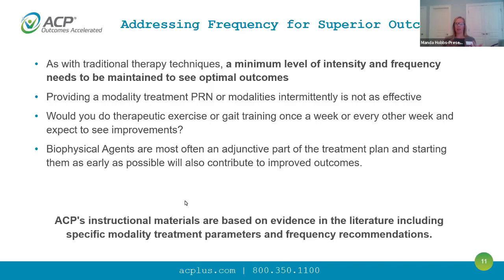And knowing that all of the instruction that we're providing, whether it's verbal, in a consultative fashion, or in our trainings, is based on evidence in the literature. And that evidence does suggest specific treatment parameters and frequency recommendations. So encouraging your staff to adhere to those recommendations is going to be helpful. Often when we assess frequency, a modality will be on a plan of care, and they'll say, oh yeah, I'm using that E-stim on them for pain, and we look back and they've used it once in the last 2 weeks. And so that frequency isn't there to address that pain issue. So it is quite important to ask that question and make sure the therapists are thinking about that frequency parameter.